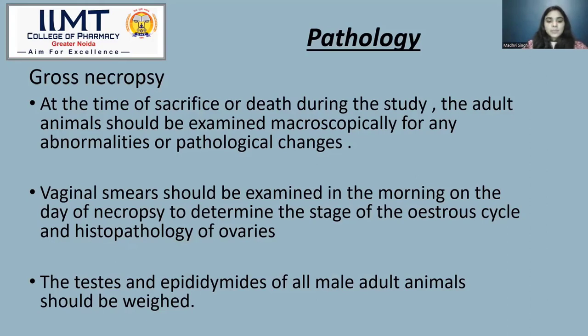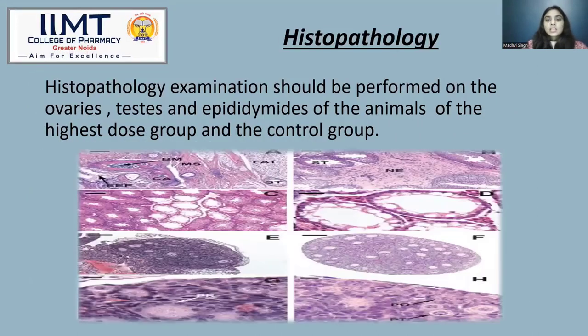The testes and epididymides of all male adult animals should be weighed. Next, histopathology should be performed on the ovaries, testes, and epididymides of the animals of the highest dose group and the control group.